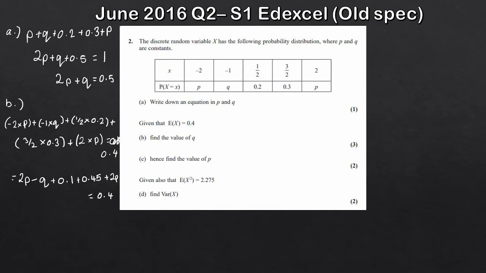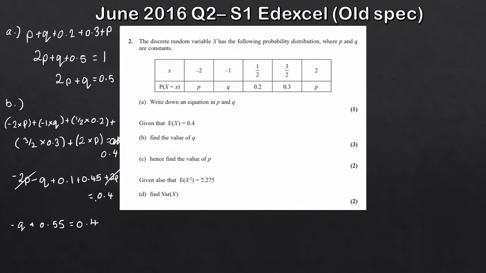Well, if you've got minus 2p and a positive 2p, they will just cancel. I've got minus q plus 0.1 plus 0.45 is equal to 0.4. So let's write that down. So that is simplified to 0.55. That's equal to 0.4. Well, this is minus q.